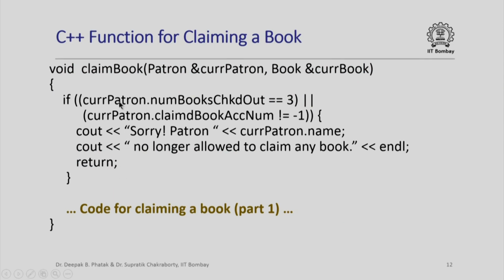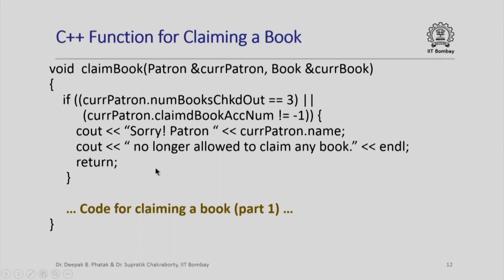Well, here is an initial part of the code. Here we are first checking if the number of books checked out by current patron is already 3. If that is the case, then we cannot allow the current patron to claim any book any further, or if the current patron already has laid claim to a book. So, if the claimed book accession number of current patron is not -1, then she has already laid claim to some other book. So, we cannot allow the patron to claim any other book.